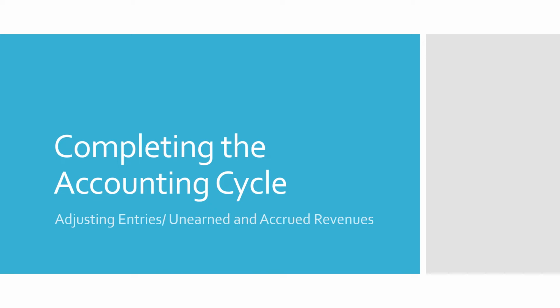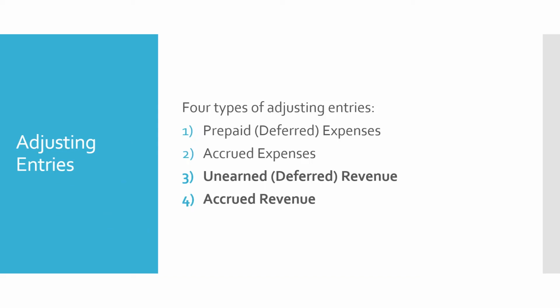This video concludes our discussion of adjusting entries. We've been talking about 4 different types of adjusting entries: prepaid expenses, accrued expenses, and now we'll be focusing on the last 2 types, which have to do with revenue accounts, unearned revenue and accrued revenue.